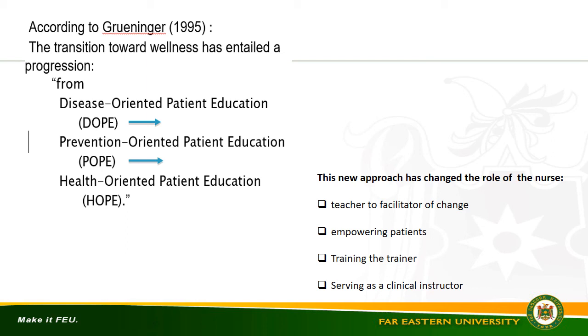There is a transition that happened in 1995: the transition toward wellness entailed a progression from disease-oriented patient education to prevention-oriented to health-oriented patient education. So this is an approach wherein the nurse moves from wise healer to expert advisor to facilitator of change. It also emphasizes empowering the patient to use their potential abilities and resources to the fullest, and training the trainer and serving as a clinical instrument.